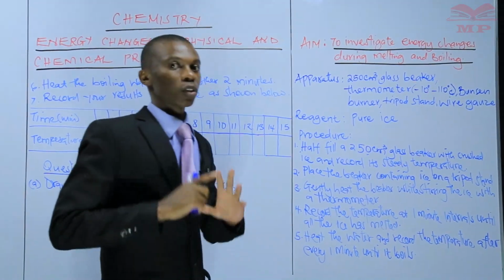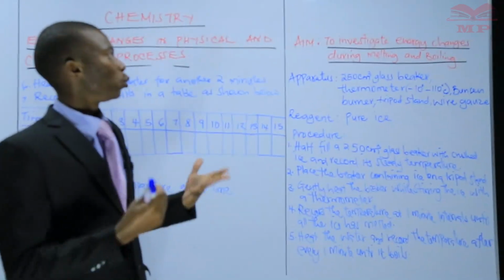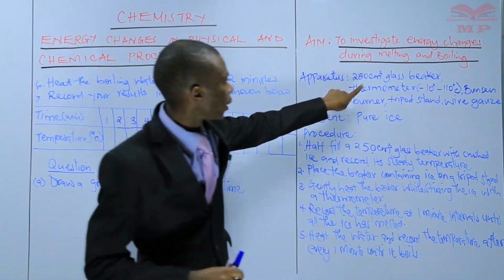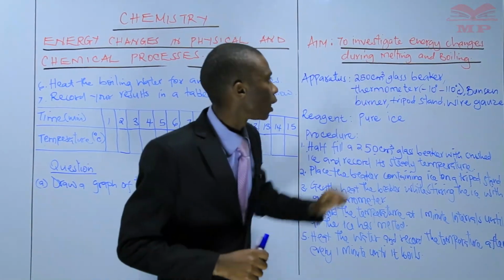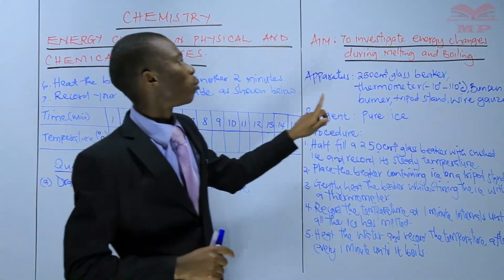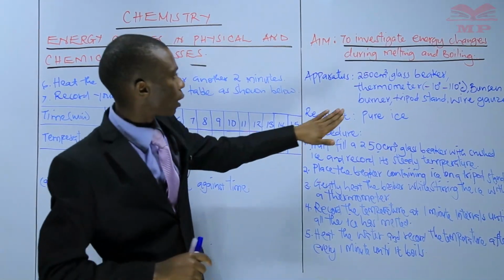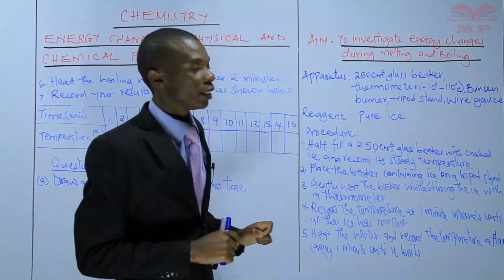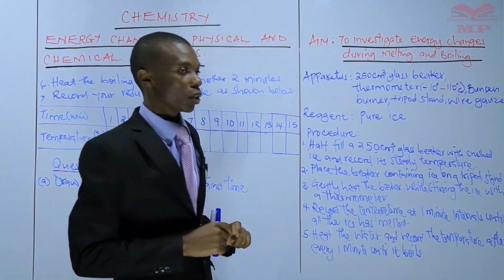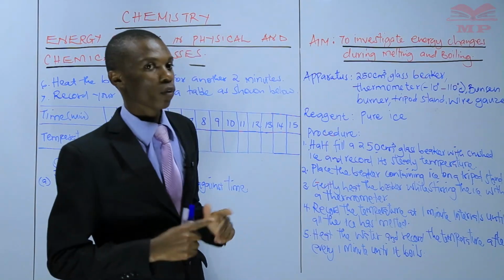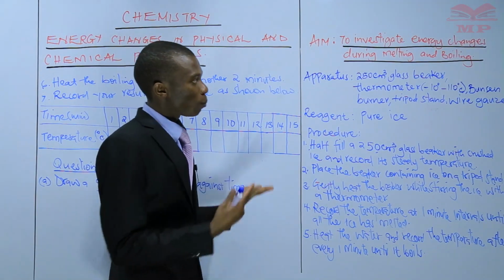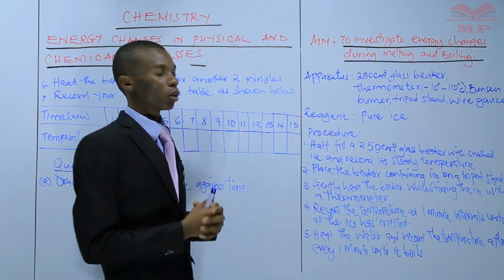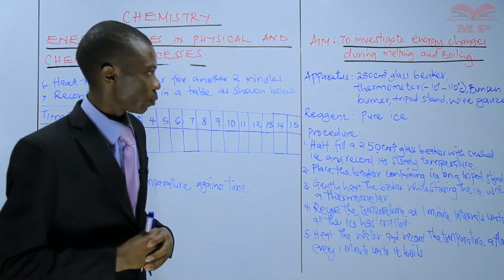In this experiment, suppose you are to do this experiment, you'd require apparatus like a 250 centimeters cubed glass beaker. You'd require a thermometer with a range of negative 10 degrees Celsius to 110 degrees Celsius. You'd require a Bunsen burner for heating, a tripod stand, a wire gauze. Those are the apparatus which you require for this experiment.